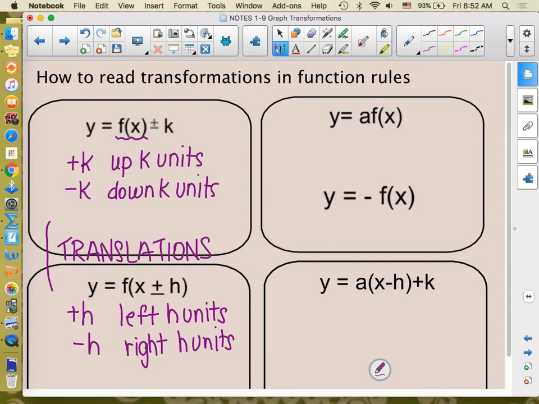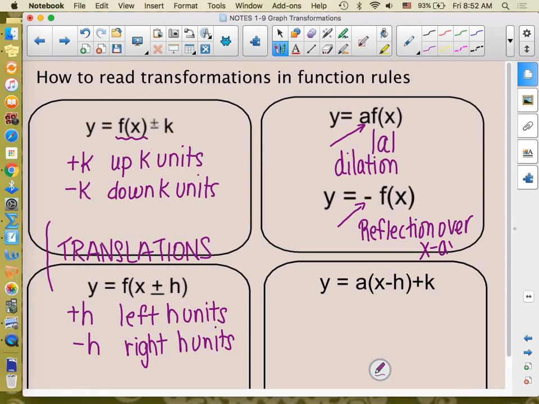If we actually put a number out in front here, then whatever its absolute value is, meaning not worrying about sign, positive, negative, that's going to be a dilation factor. If there's an opposite sign in front, if our a value is negative, then that's a reflection over the x-axis. We'll save reflections over the y-axis for when you get into advanced algebra trig.